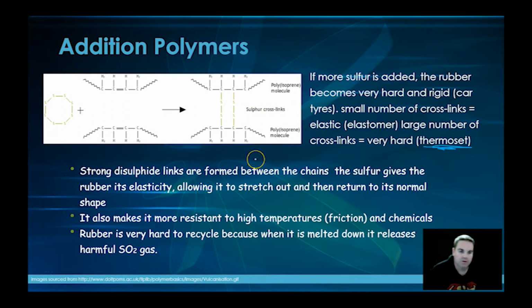Now, obviously the downside of doing this is that when you try to recycle rubber, you'd need to heat it. As soon as you heat it, you're going to be releasing sulfur dioxide because of these cross links, and that obviously has a huge amount of problems in terms of environmental chemistry, acid rain formation, and so on.